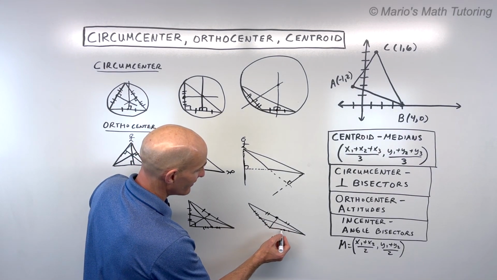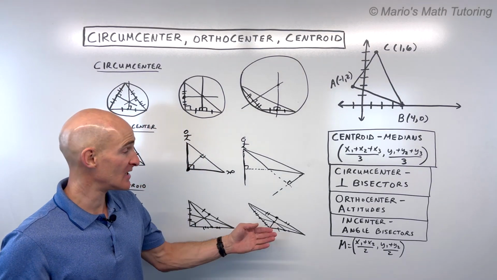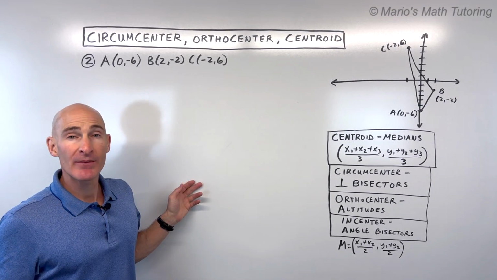Midpoint, okay, from the vertex to the middle of the opposite side. See how they're all crossing at that point of concurrency, and it's always on the inside. Okay, let's look at example number 2. See if you can do example number 2.